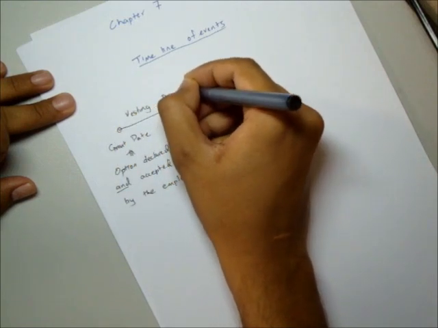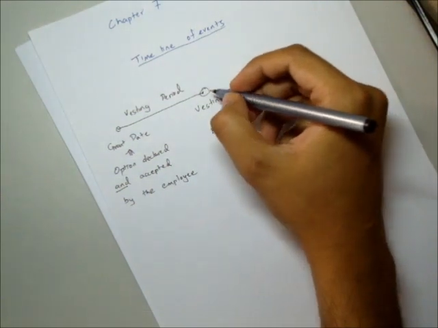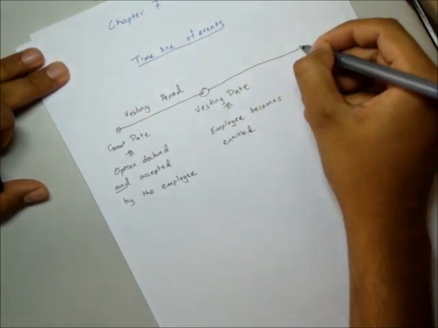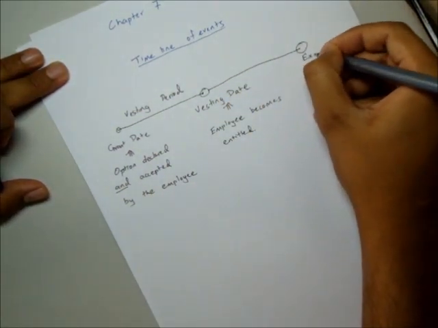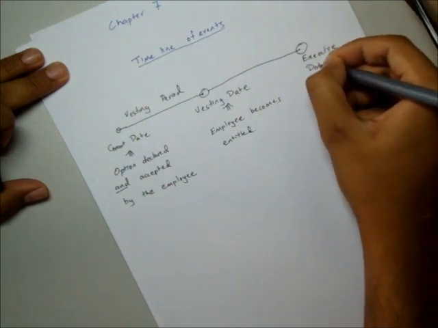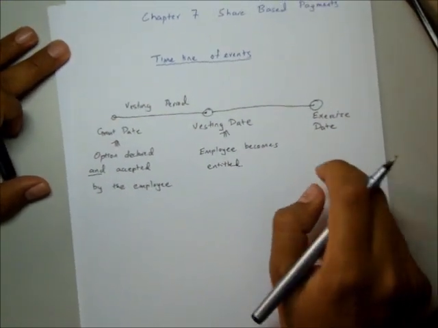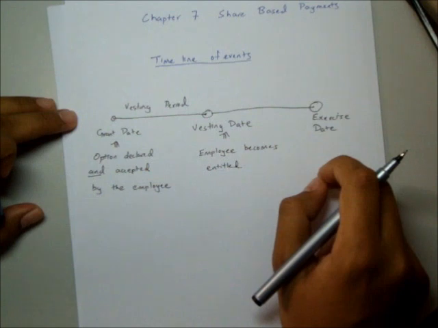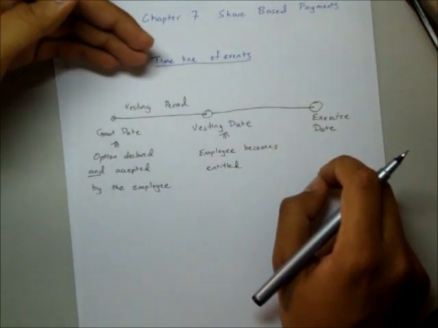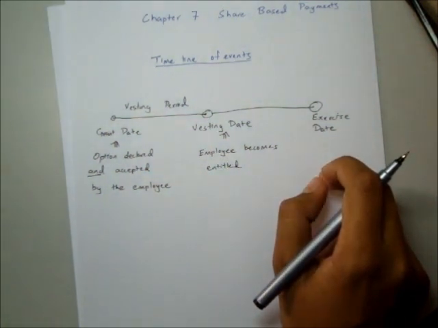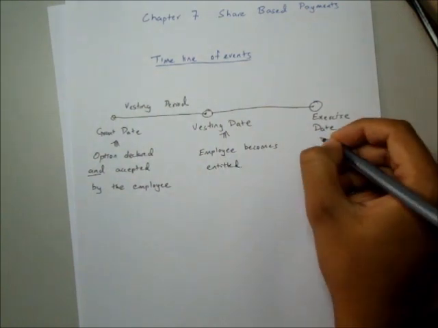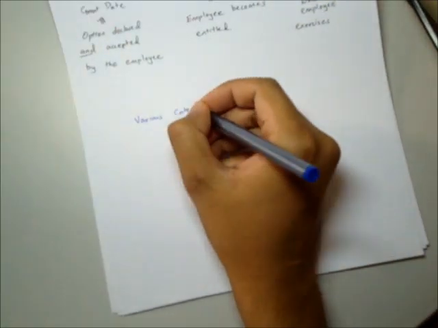Now there's the last one, and that is the exercise date. And this is the date when the employees will exercise the option. So on the vesting date, the employees are entitled to exercise the option, and on the exercise date, the employees actually exercise that option. All right.